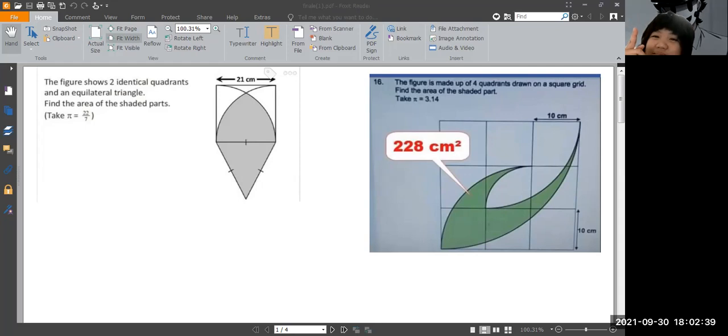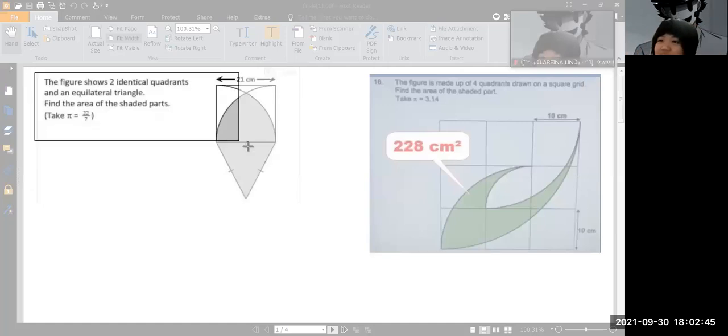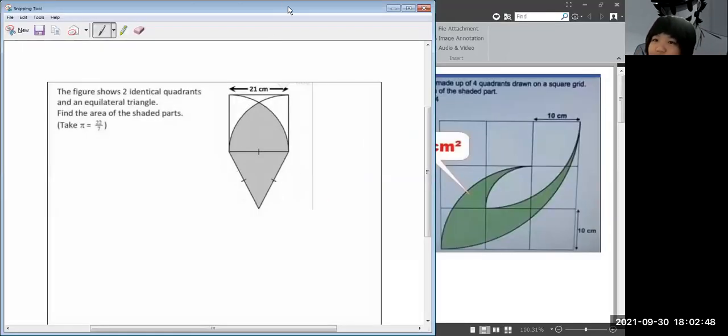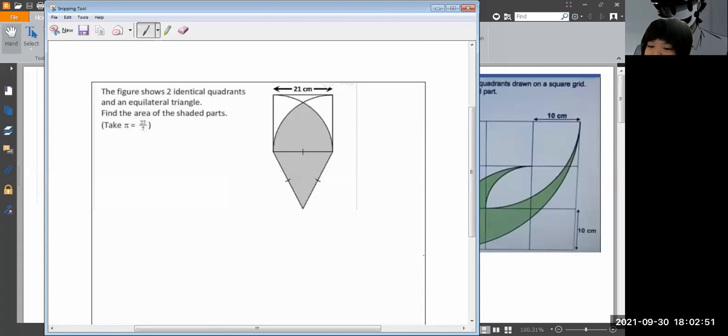Have you attempted this question? I tried. Can you figure out what's the strategy? First, I went to find the square. Okay, the strategy is square first, and then? And then I went to find the triangle. The triangle, I think you don't have problems because this is 21, this is 21, this is 21. But my question is how you find the area of this triangle?